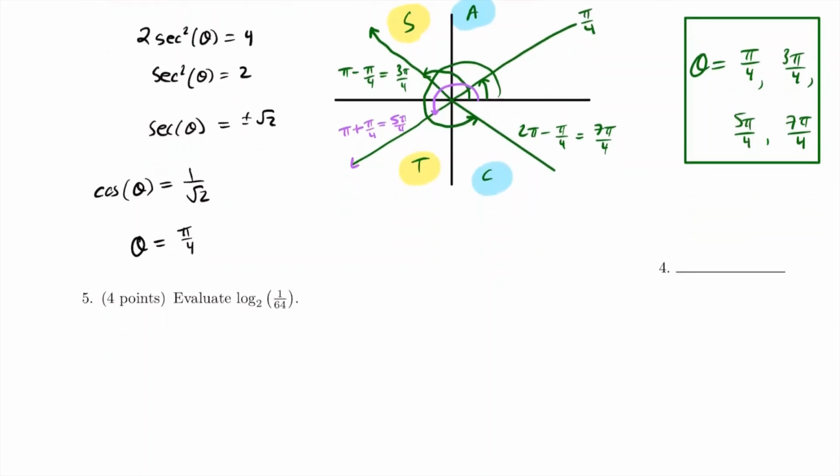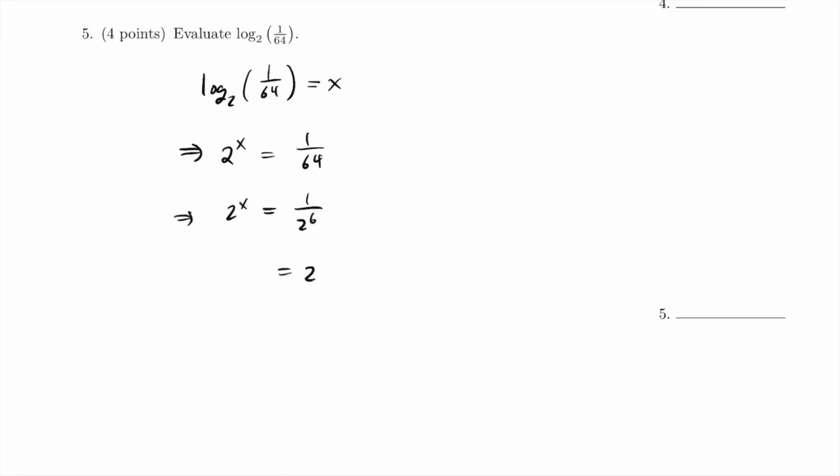Moving on to the next problem, number 5. For number 5, we're evaluating log base 2 of 1/64, call it x. Then in exponential form, this is 2 to the x equals 1/64. We can write 64 as 2 to the 6th power, so that can be written as 2 to the -6 on the right-hand side. On the left-hand side is just 2 to the x. Now, the only way this is true is if the exponents are equal. So x has to be -6. So that would be the work for number 5.